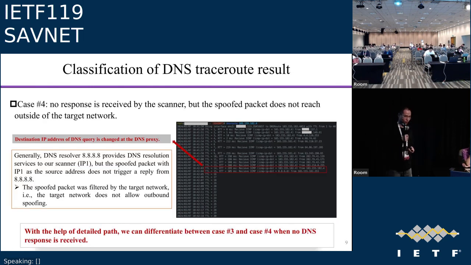And in case number 4, no response is received by the scanner, and the spoofed packet does not reach outside the target network. This is the last responsive hop, and we found that this is the same AS. So we know that the spoofed packet was filtered by the target network, because if our scanner sends a DNS query to the DNS resolver for ACE directly, we will receive a DNS response. But in this case, we did not receive the response. So with the help of the detailed paths, we can differentiate between case number 3 and case number 4.